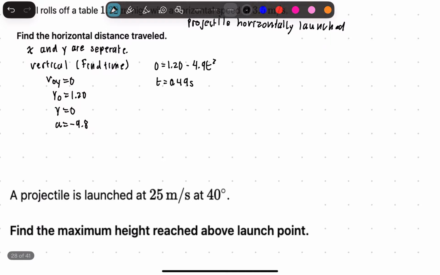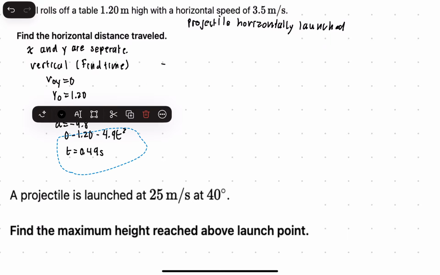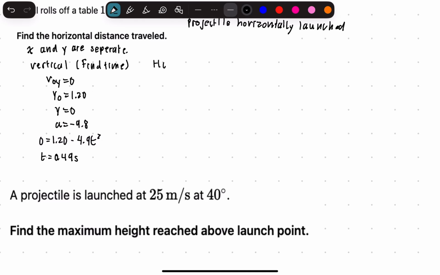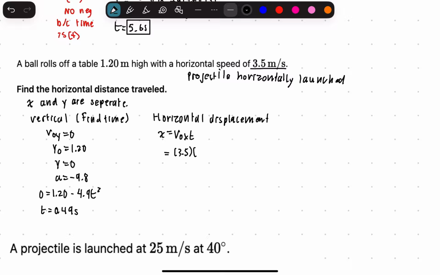Now, to find our horizontal displacement, which is what the question is asking us for, we can use x is equal to v initial x times t, which is equal to 3.5 times 0.49, which we just found. That's going to be 1.72 meters.